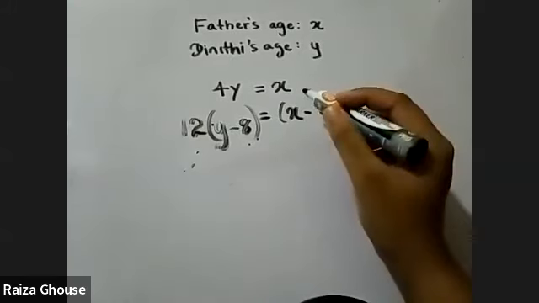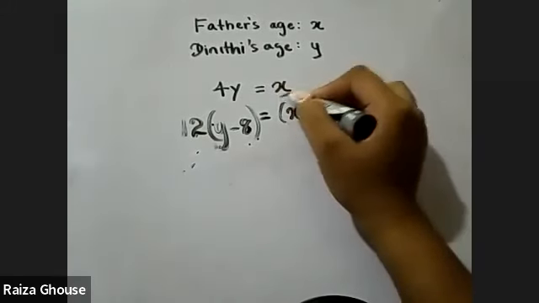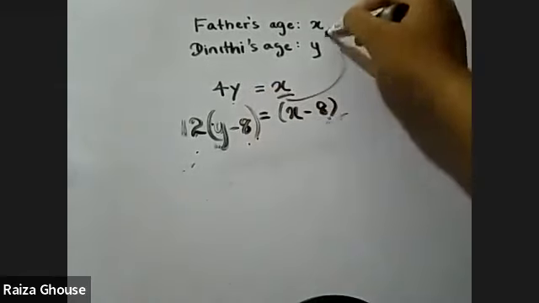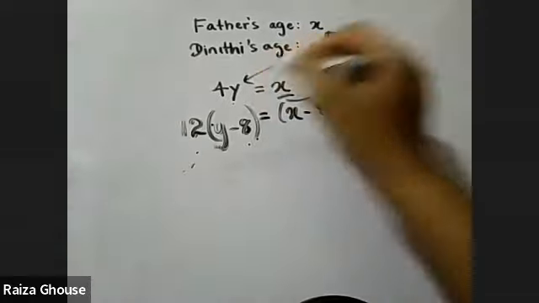Miss, how did you get 4y equal to x? Why, dear? It says my age is 4 times your age. My means the father is telling 4 times your age.